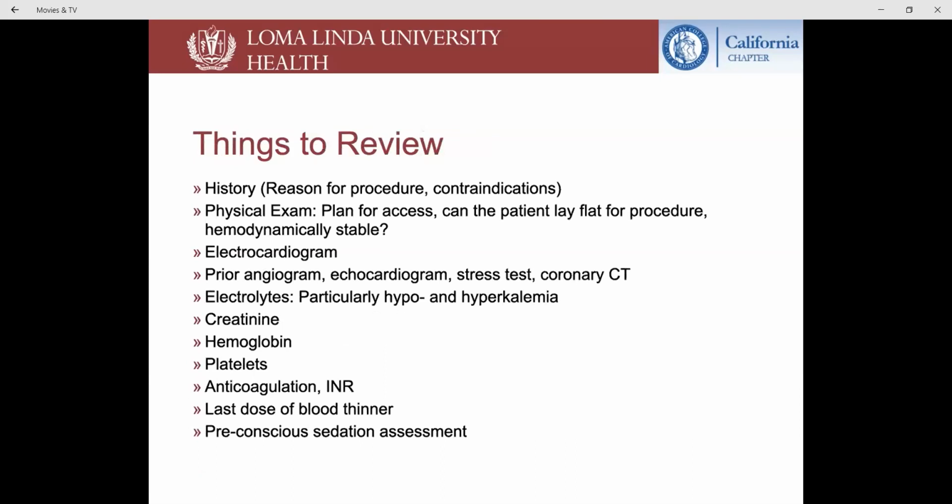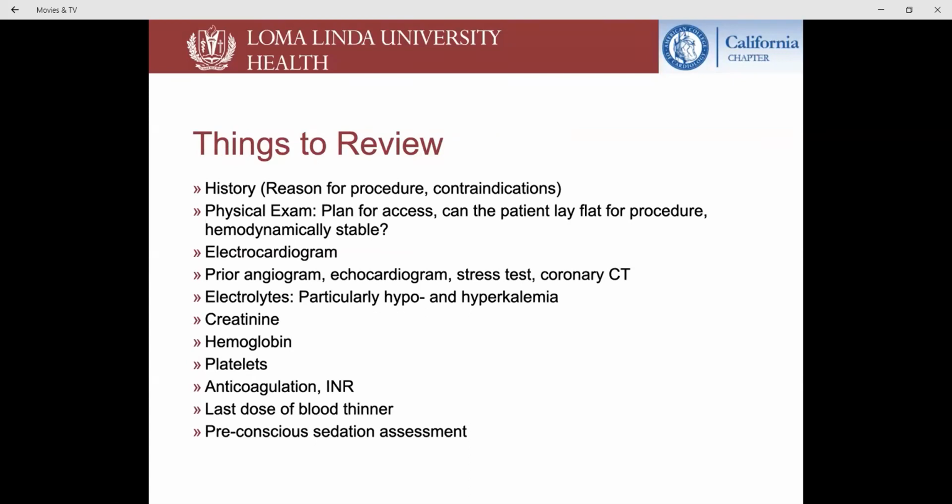So in summary, here's a non-comprehensive summary of things to consider and review prior to bringing the patient down to the cath lab. You want to go over their history, the reason for the procedure, potential contraindications for the procedure, and you want to do a physical exam, paying particular detail to the plan for access. Can the patient lay flat for the procedure? Is the patient hemodynamically stable to bring down to the lab?